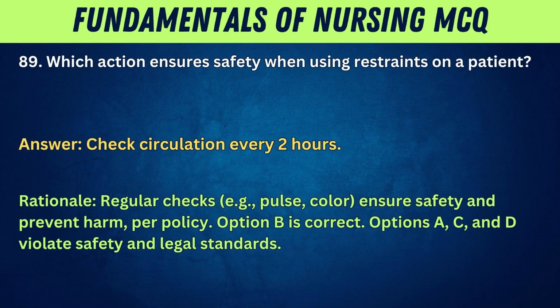Answer: check circulation every 2 hours. Rationale: regular checks, e.g., pulse, color, ensure safety and prevent harm, per policy. Option B is correct. Options A, C, and D violate safety and legal standards.